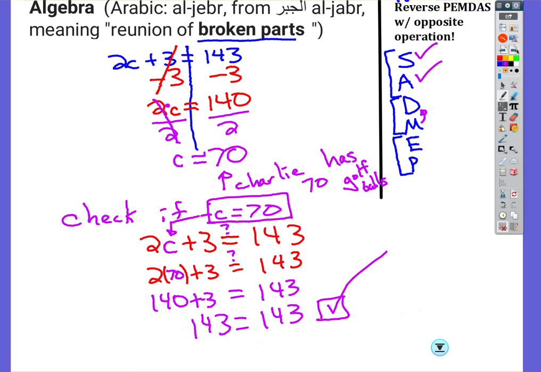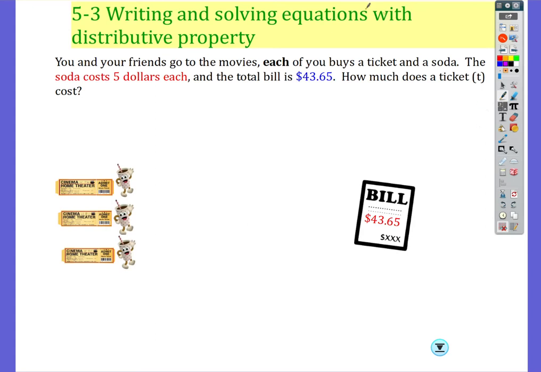All right, so now we're done with writing and solving two-step equations. Let's jump into what if we have something with the distributive property? This is a problem I wrote myself, so it won't be in the book, but you've got quite a few examples that you can use for this as well. But this way I can move things around.